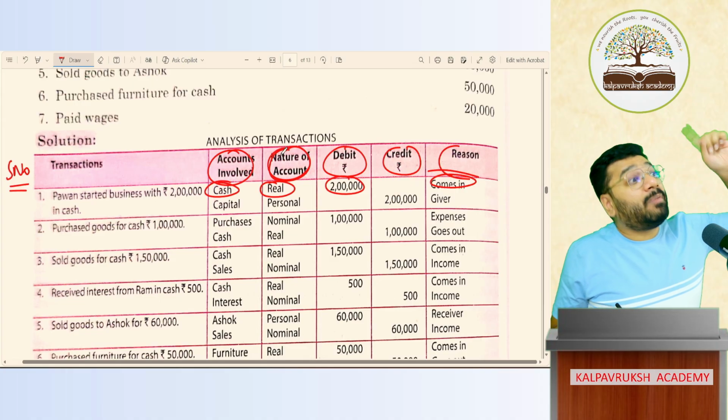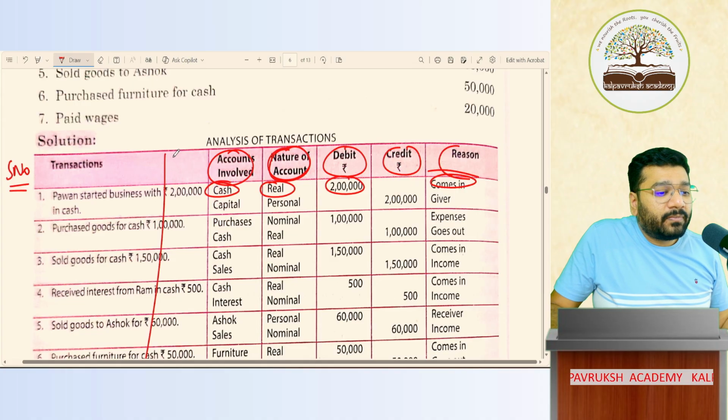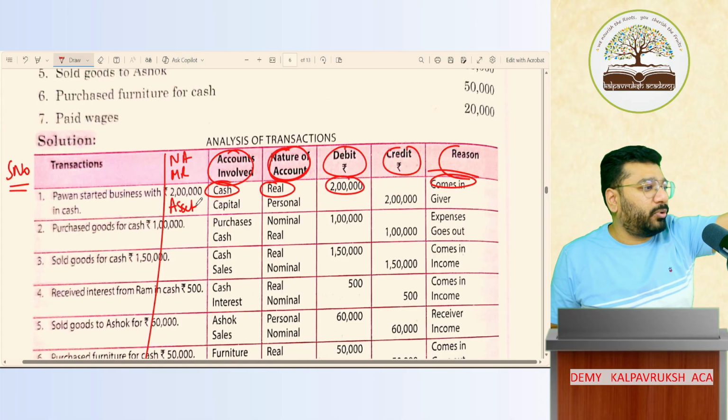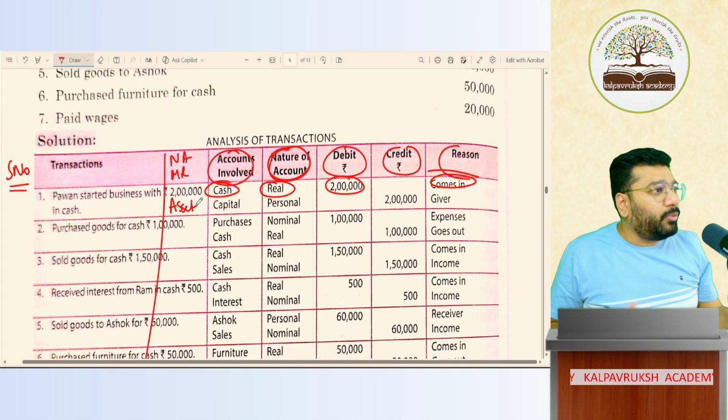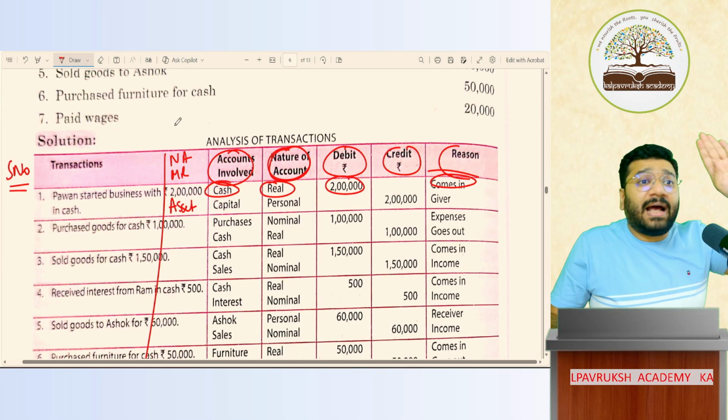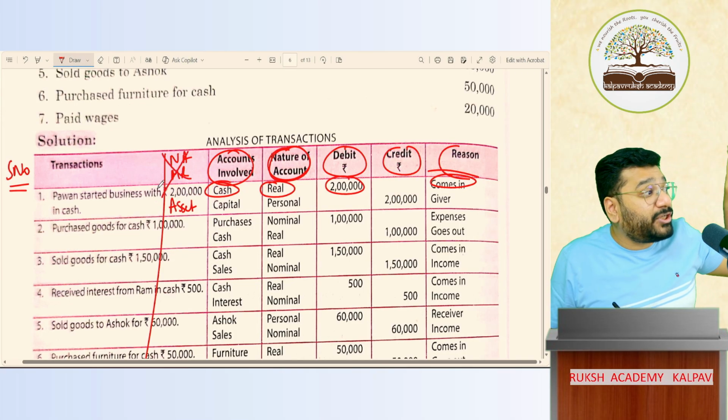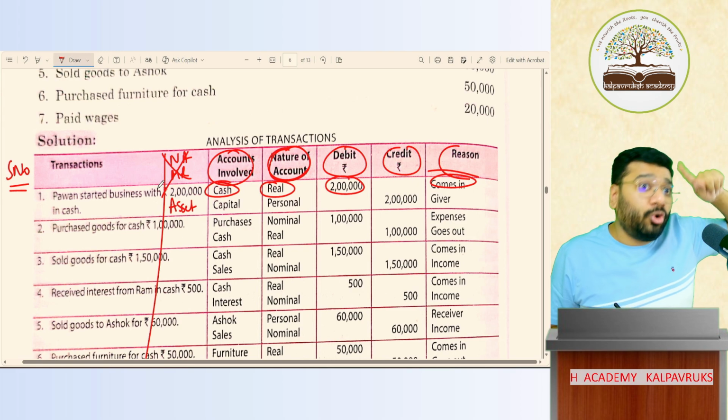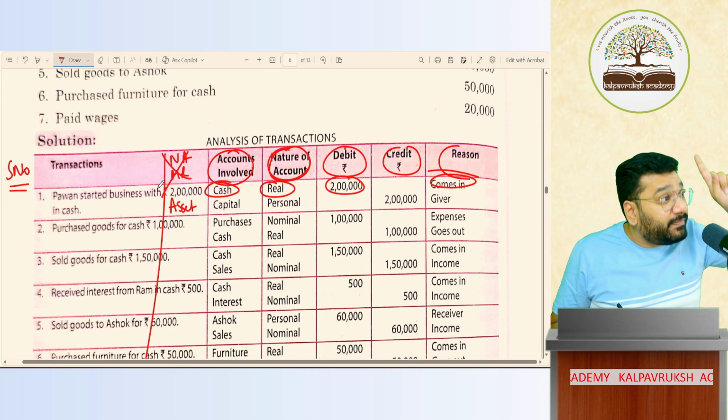If you want, you can put one more column just for your knowledge: nature of accounts as per modern rule. What is it? Asset. At the end also you can do. Only for your understanding I'm telling. But in exam, if they ask golden rule, don't put the modern rule classification. When they're asking modern rule, don't put golden rule classification. Whatever they're asking, give that alone.